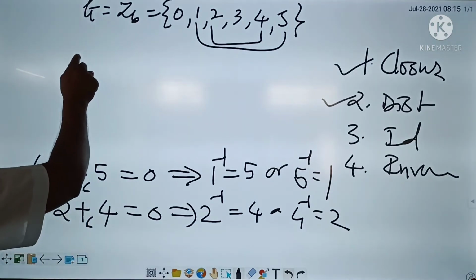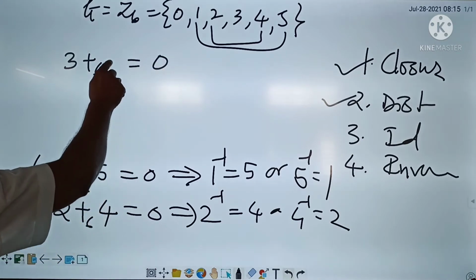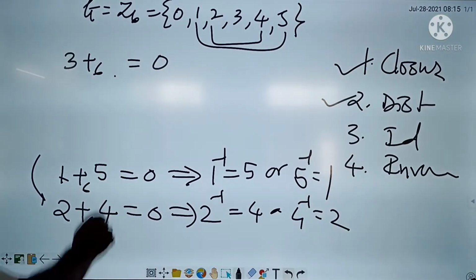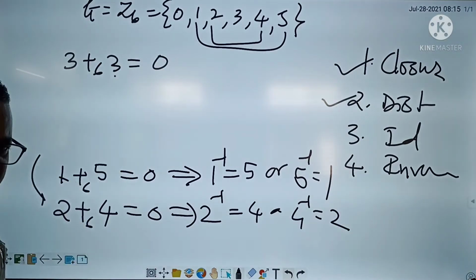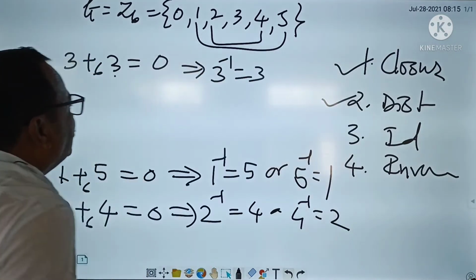So that is a means 3. So addition modulo 6, I want the answer 0. What is the b here? So b is 3. So 3 plus 3 is 6, divided by 6. This implies the inverse of 3 is equal to 3.